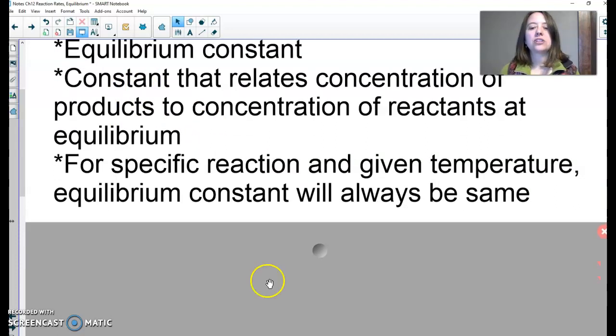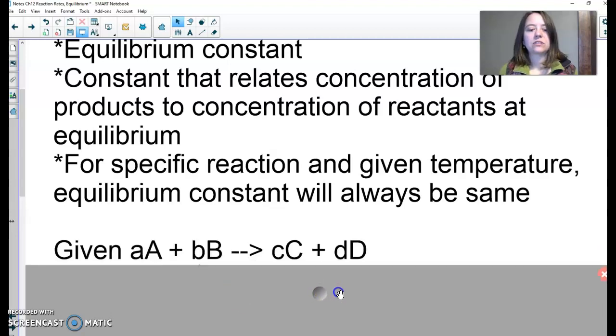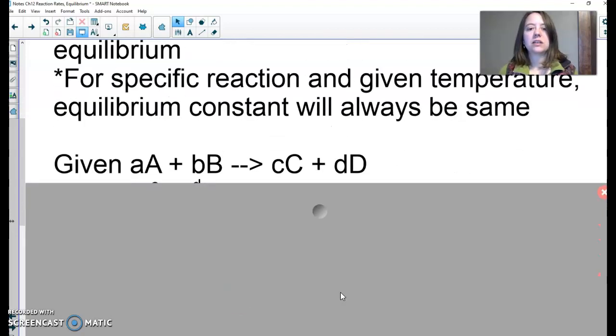So for a specific reaction and a given temperature, the equilibrium constant will always be the same. For example, with our reaction with nitrogen dioxide and dinitrogen tetraoxide, for each given temperature there is a specific equilibrium constant, and that's always the same. It would be a different equilibrium constant for the reaction we were looking at with sulfur dioxide. So let's look at this a little bit more.